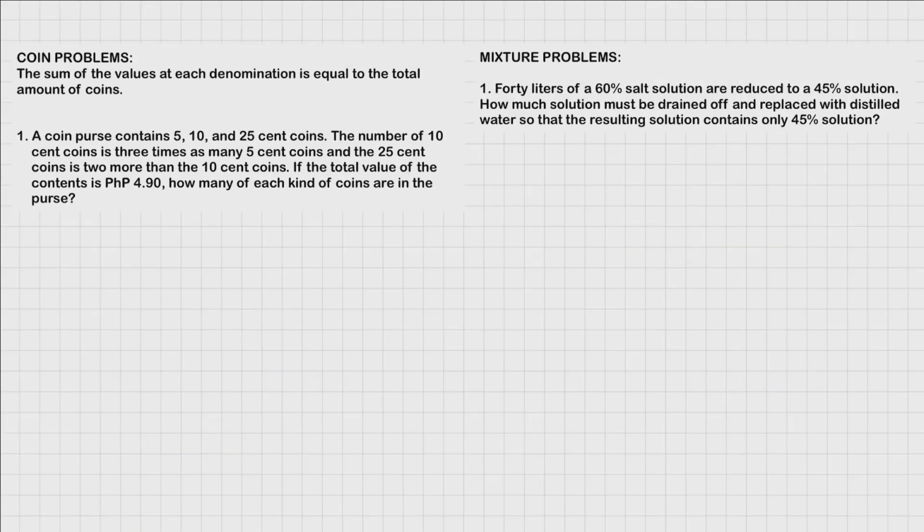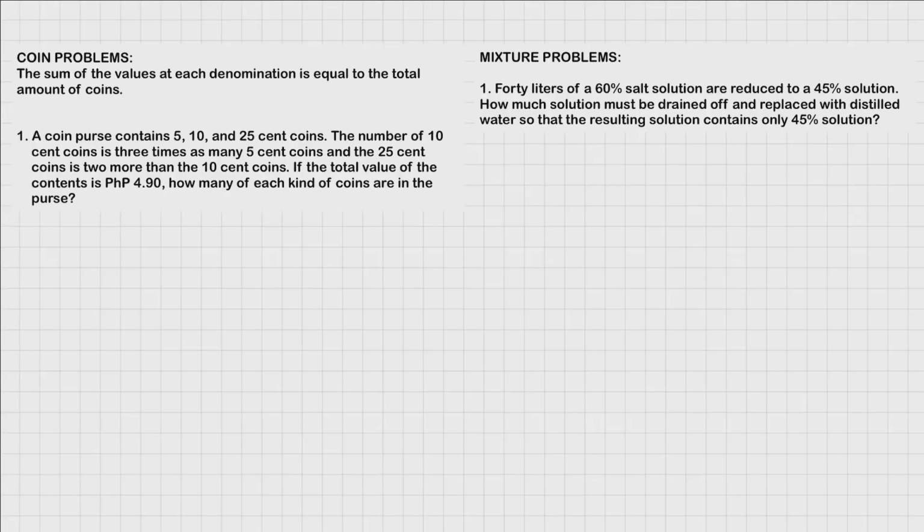Alright, so on to the next 2 types of word problems. So we have here coin problems and mixture problems. Now, the nature of solving coin problems is actually quite similar or related to mixture problems, which we will discuss after this.